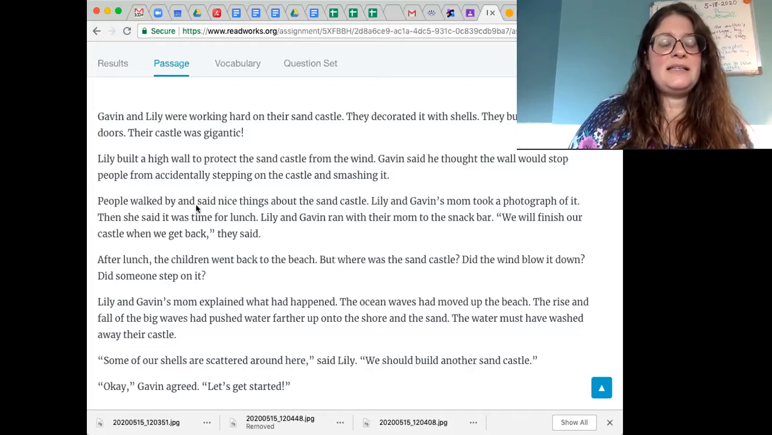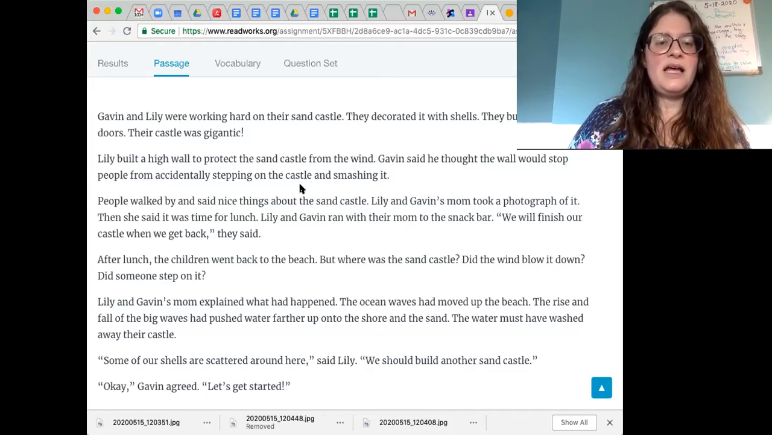People walked by and said nice things about the sandcastle. Lily and Gavin's mom took a photograph of it. Then she said it was time for lunch.